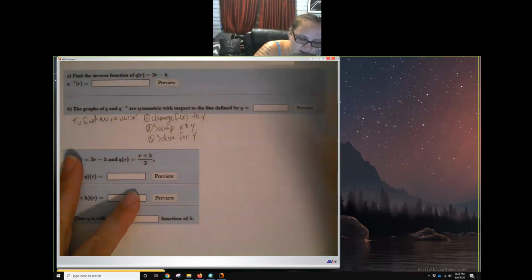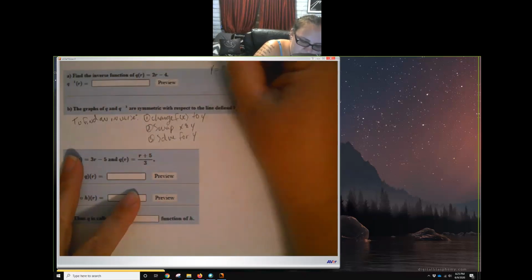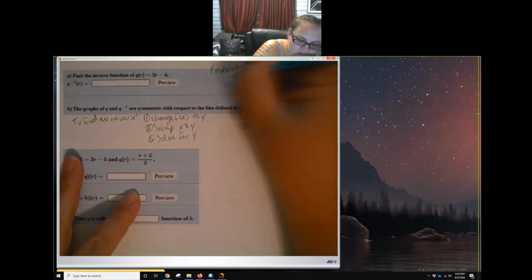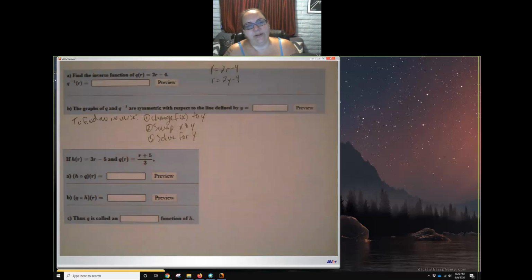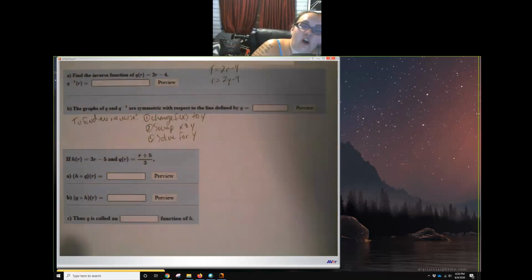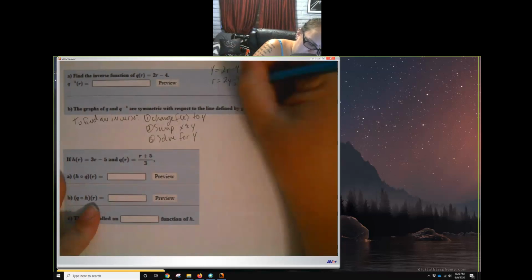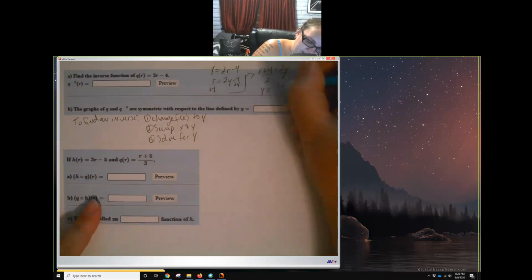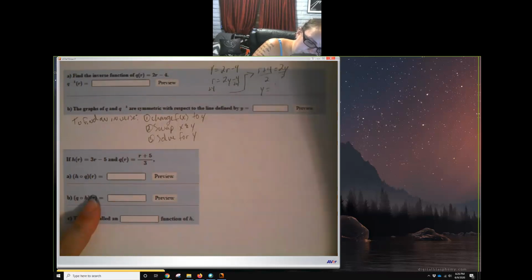So for example, right here, I'm going to change this to y equals 2r minus 4. Then I'm going to swap y and r, so make this r equals 2y minus 4. And then I'm going to solve for y. So I'll add the 4. So r plus 4 equals 2y. Divide by the 2. Y equals r plus 4 over 2. And so then this is my inverse.